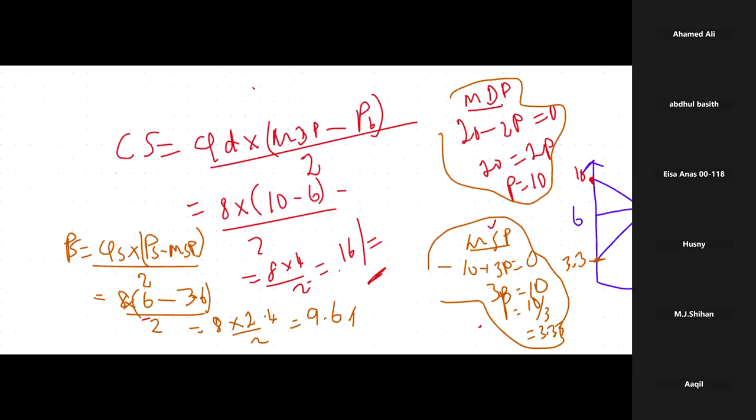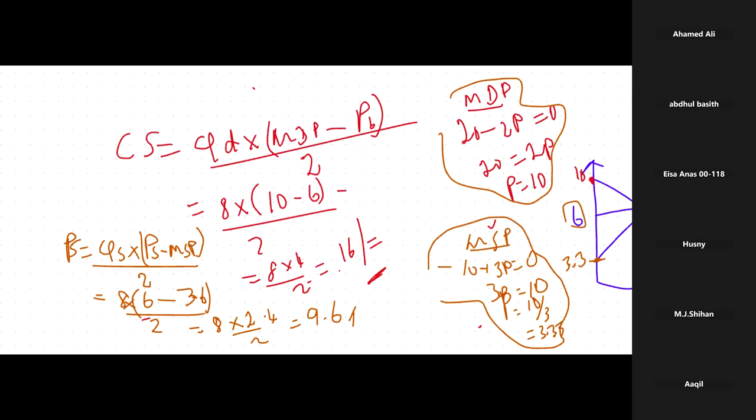Right. Producer surplus: QS into seller's price minus minimum supply price over 2. QS is 8. Seller's price is 6. Minimum supply price we have to get from the equation: minus 10 plus 3p is equal to 0. 3p is equal to 10. Price equals 10 over 3. That is 3.333. So we have made it 3.3. So that QS 8, 8 minus 3.3.